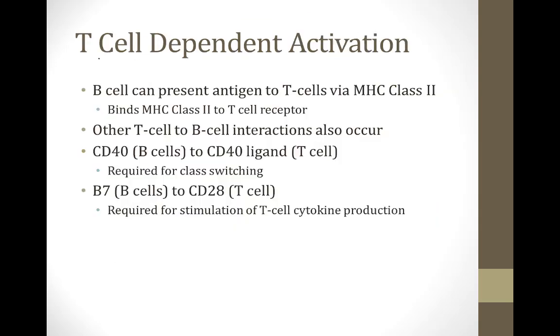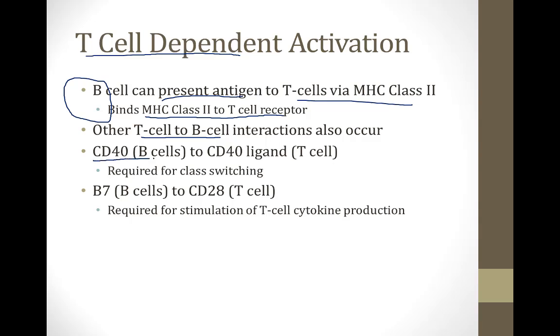For T cell dependent activation of B cells, a second signal is required to activate the B cells in addition to binding of the B cell to its antigen, and that second signal comes from T cells. The process begins by B cells presenting antigen to T cells via MHC class II, and the MHC class II can bind to the T cell receptor to activate the T cells. In addition to this interaction between B and T cells, other T and B cell interactions also occur that are very important for T cell dependent activation of B cells.